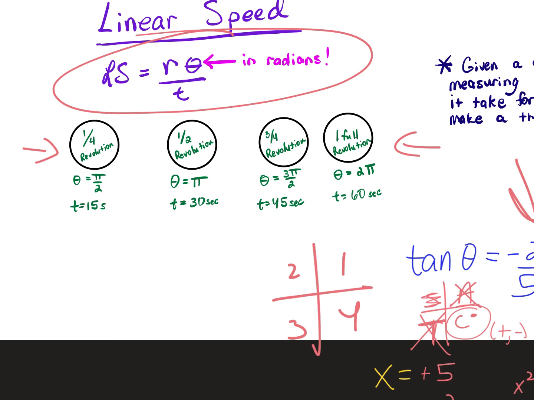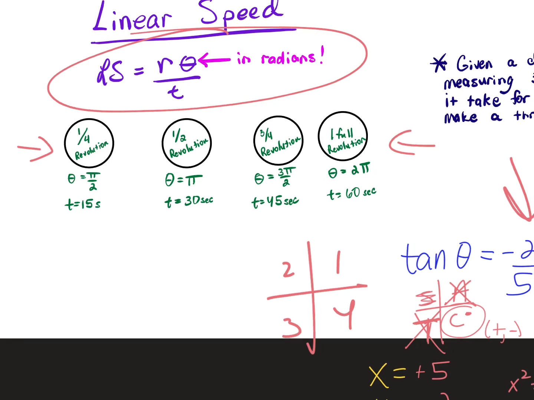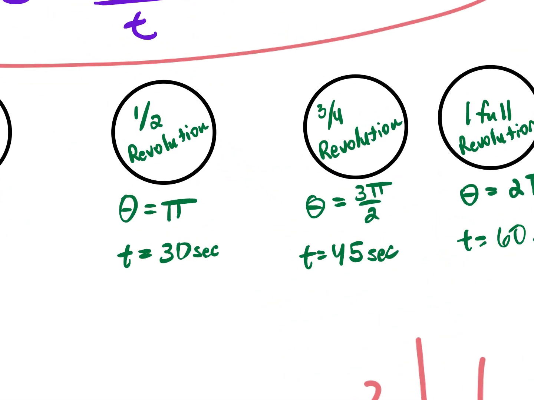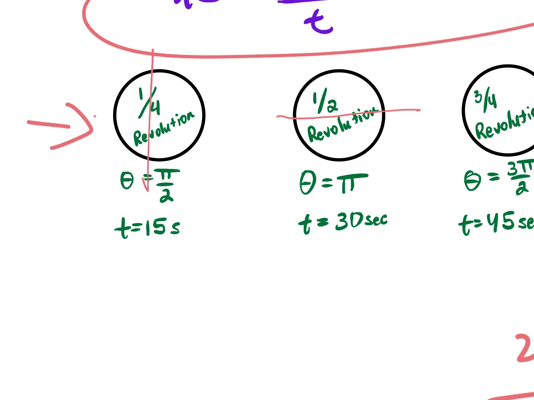If the question says that the clock went half a revolution, well, seconds-wise, what's half of a minute? 30. And what's half of a circle in radians? If 2 pi is a whole circle, what's half of a circle? 1 pi. If I ask you for half of a circle, guys, you cut a circle in half. If the whole circle is 2 pi, then half of it is pi. If you cut a circle into 4 pieces, this is just pi over 2.